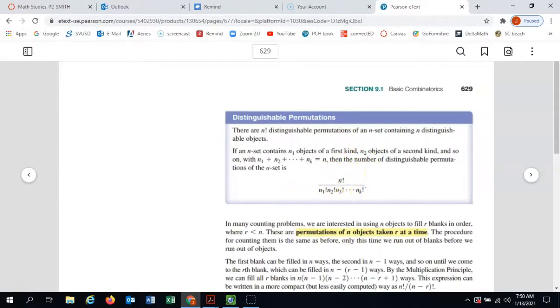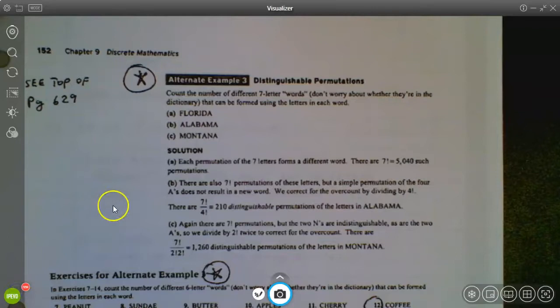So let me give you an example of what that looks like. If we were to take the letters from the word Florida, and I just said I want distinguishable permutations. In other words, I want you to take all 7 letters from the word Florida, and I want to know how many different ways you could put those in order to create distinguishable or different words. Not real words. They could be anything, any combination of letters. So look at it this way compared to what we just did on the previous page. I've got the word Florida. There's 7 letters.